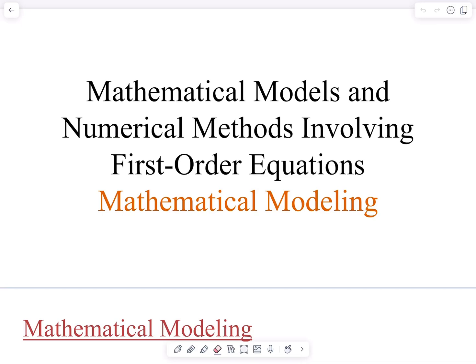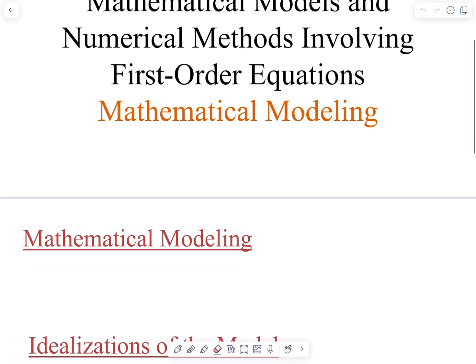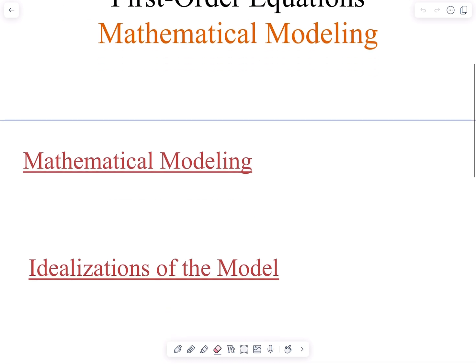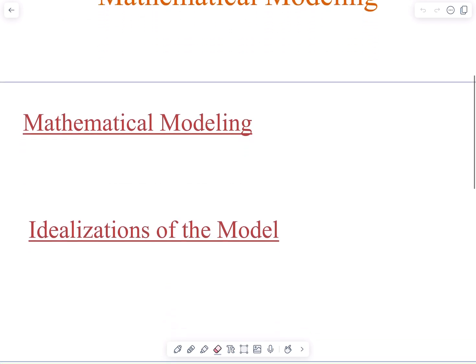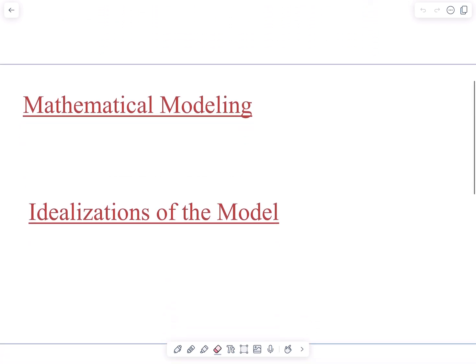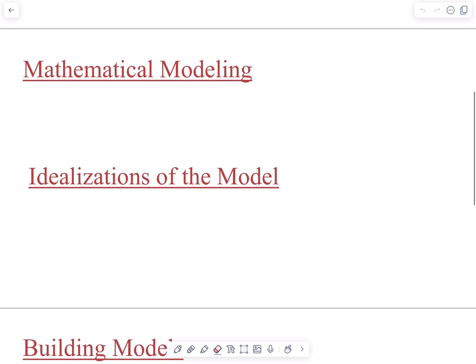This video is about mathematical models and numerical methods involving first order equations, and we will just be introducing mathematical modeling. The technique of representing our real world in mathematical terms has become an invaluable tool. This process of mimicking reality by using mathematics is known as mathematical modeling.